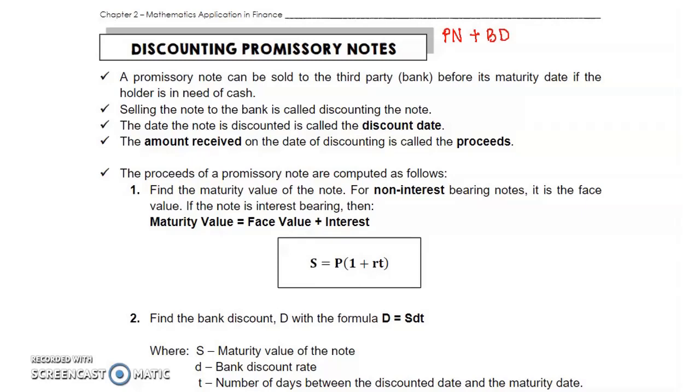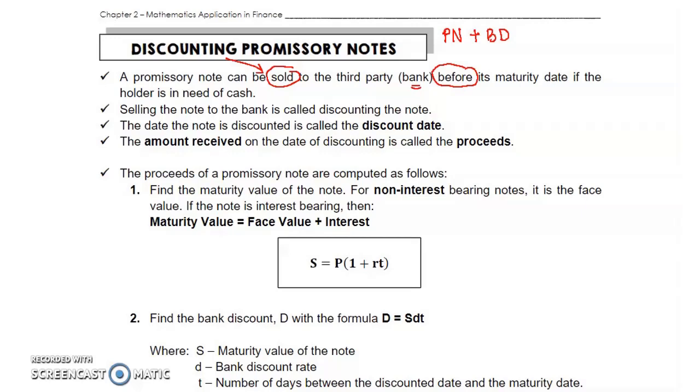So remember, promissory note is a debt instrument, normally on a short-term basis. Promissory note can be sold to third parties, normally the bank, before its maturity date if the holder is in need of cash. So the keyword for discounting promissory note here is sold. It must be before the maturity date.